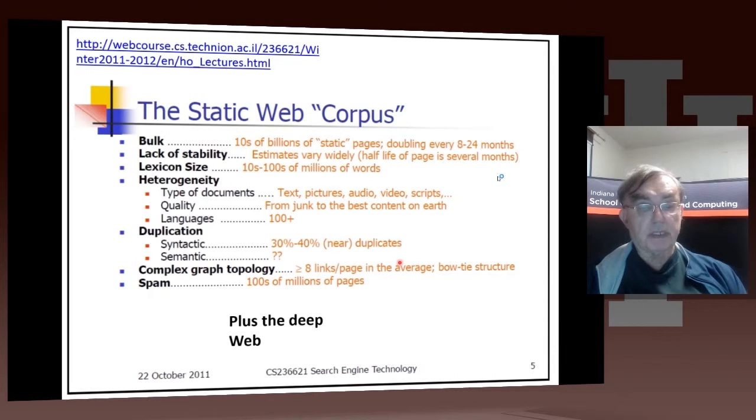There is lots of duplication, and that's the actual syntactically the same. Then you can get things that are syntactically different but actually mean the same thing. And there's a very complex topology. If you look at the graph you get by taking one page, linking it to another, which is sort of the basic graph of the web, you get a structure which we'll describe on a later slide. And of course, a lot of the web pages are junk and need to be somehow filtered out.